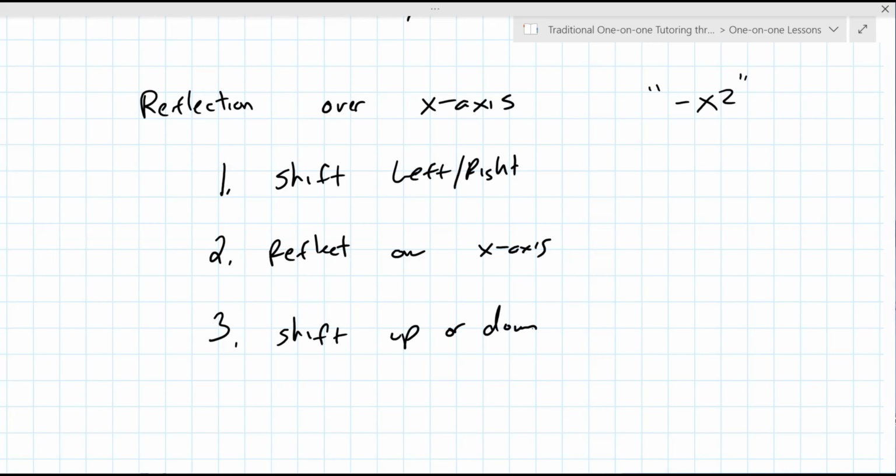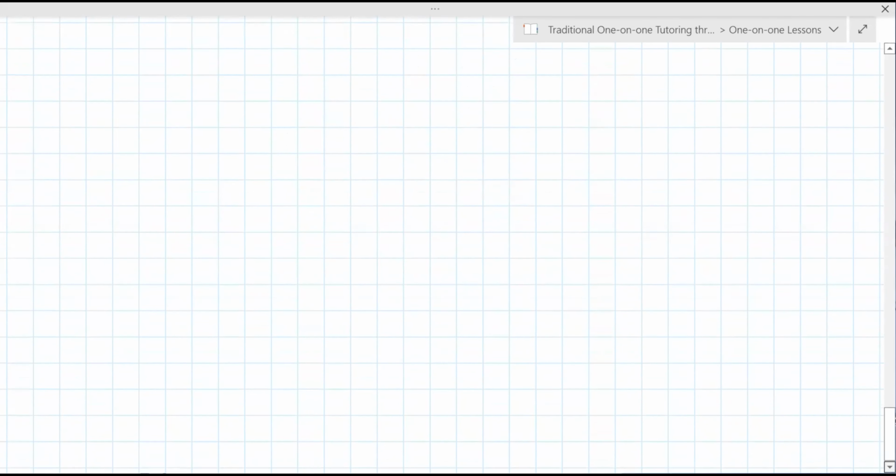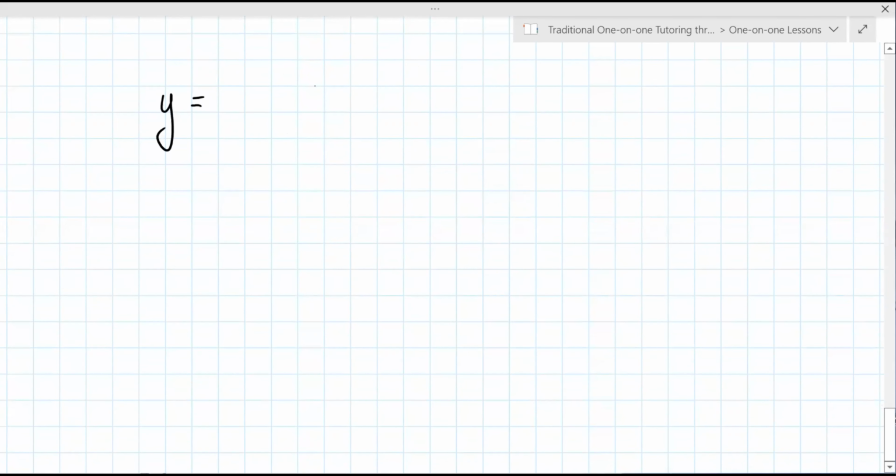Gotcha. Now, not every problem has all three. Some of them just have 2 of the 3, 1 of the 3. There's a 4th one here we'll get to. Yeah. Okay. Things like that. So here's an example problem. Let's say it's y equals negative x squared plus 1. This does not have a shift left or right. There's no shift left or right.